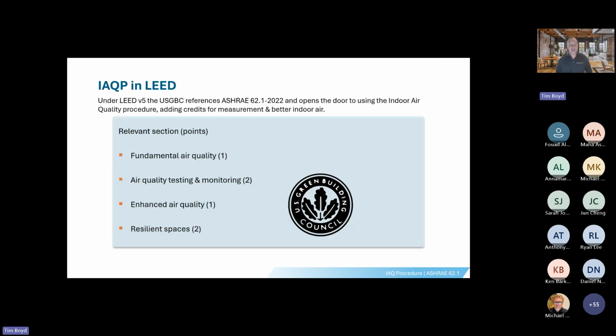And lastly here is around what I already mentioned, the USGBC. Because of these changes, the USGBC actually adopted or points to ASHRAE 62.1-2022 and approves the indoor air quality procedure for your version 5 designs or higher. This is huge. You can get points for those of you who are doing LEED designs.